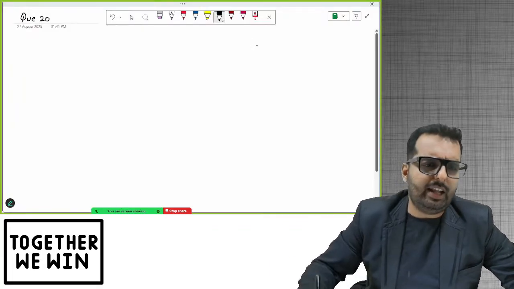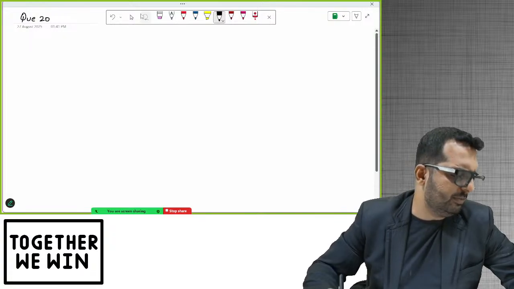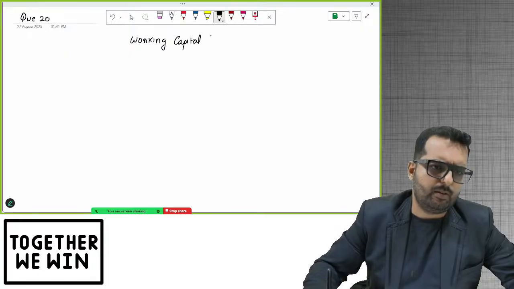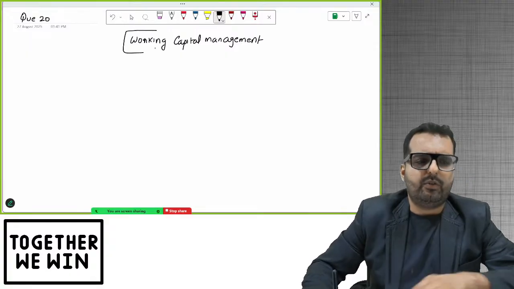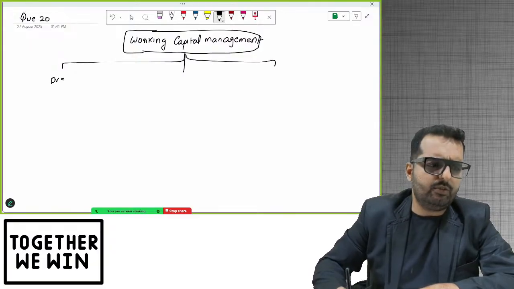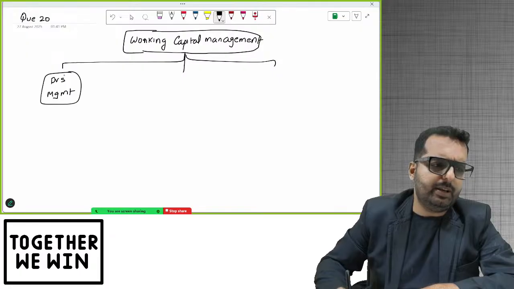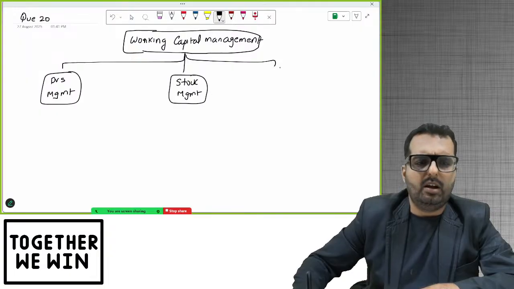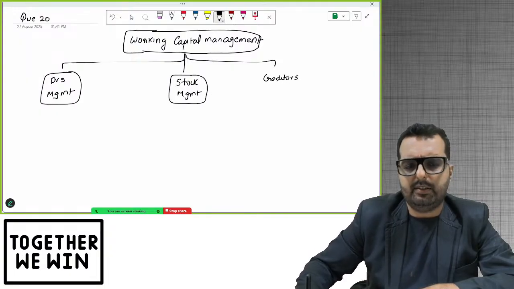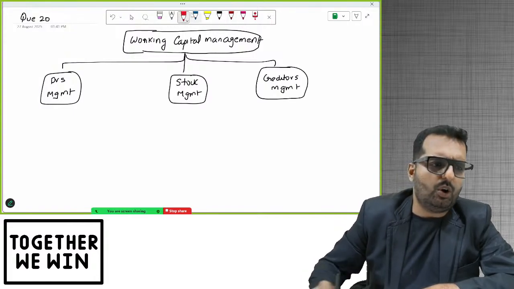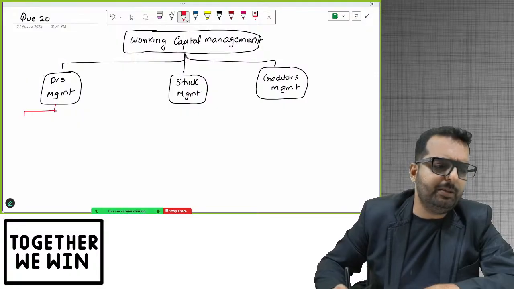Okay. So write down the next heading in your books, working capital management. Friends, inside working capital management, we have mainly three areas. The first one is called debtors management. Second one is called stock management. And the third one is creditors management.